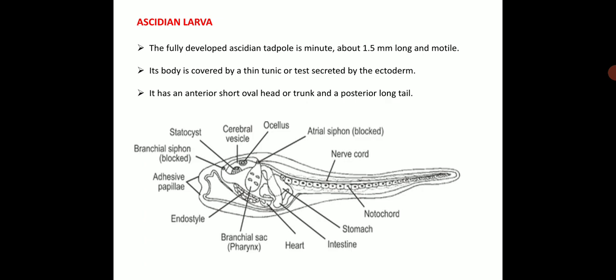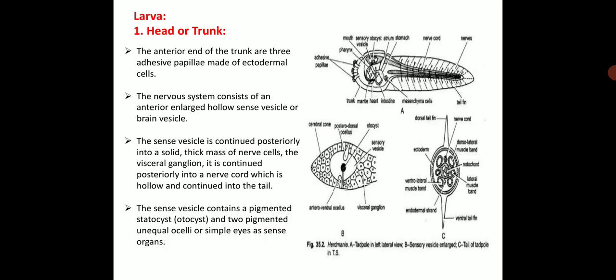So here is the picture of the ascidian larva, a fully developed ascidian tadpole. It is minute, about 1.5 mm long, and motile. These larvae are covered with a thin tunic or test which is secreted by the ectoderm. They have an anterior short oval head or trunk and a posterior long tail. That means the body is divided into an anterior head or trunk, and a posterior tail region.